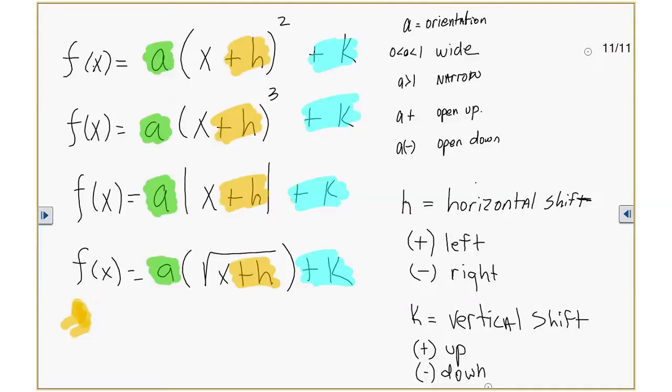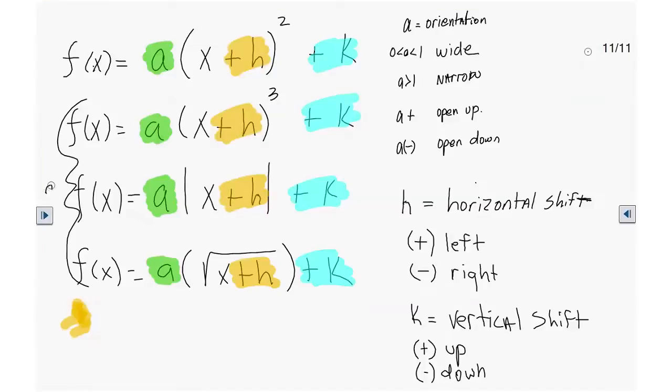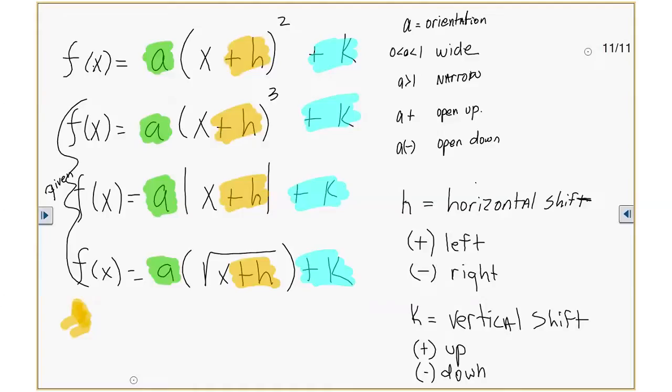Now, most of the time, these will be given in this form. Okay? They're not going to ask you to give it in that form. But the first one, we spend a lot of time working on quadratics in college algebra, getting the a times x plus h, the x squared plus 2x plus 2, getting it into this form. All right? So, let's take a look at some of these.